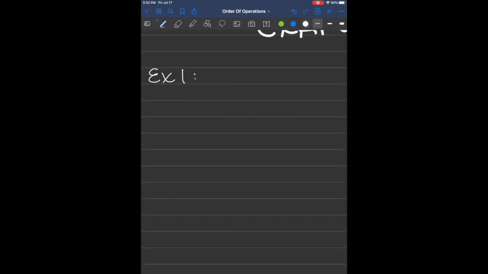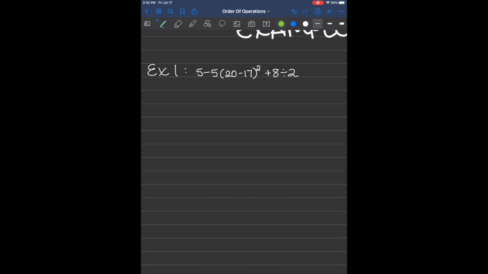So we're going to do a couple of examples. The first one is 5 minus 5, in parentheses 20 minus 17 squared, plus 8 divided by 2. Okay, so we're going to write the steps off to the side. Make sure you're writing this down as well. So first, we're going to subtract the 20 minus 17 in the parentheses because P comes first in PEMDAS. 20 minus 17 is 3.